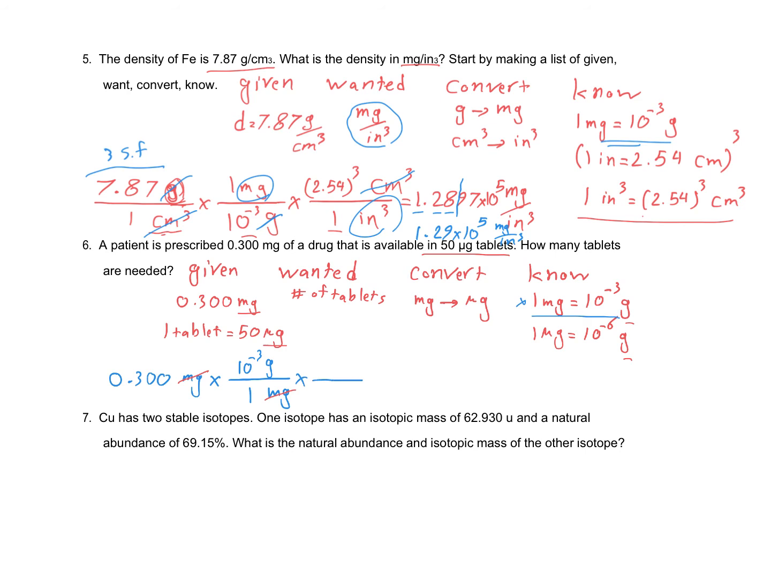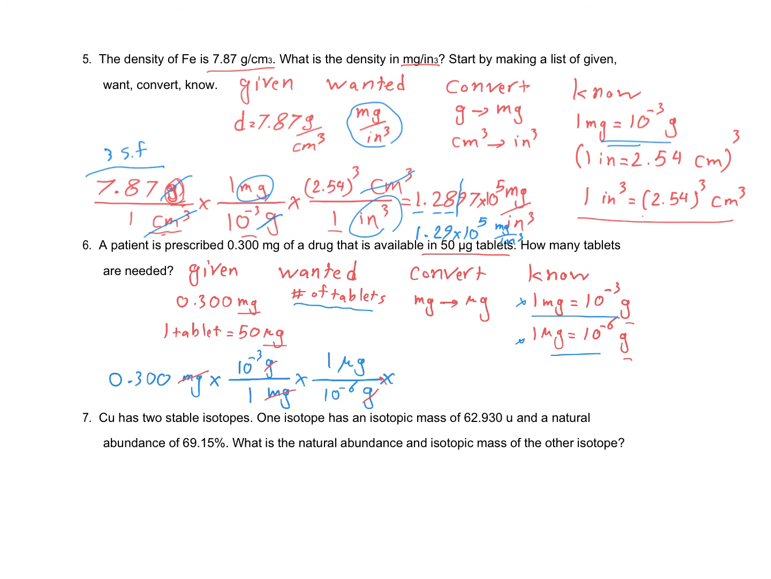Let's continue. So with gram, I can go with microgram here. So gram is on top. I want to get rid of that, so I have to put gram here so I can cancel it. And looking at my equality here, 10 to negative 6 gram is 1 microgram. Okay, so I can cancel gram with gram, and I have microgram here. Are we done here? Well, not quite. What is wanted is number of tablets. So we need one more conversion factor to go into number of tablets.